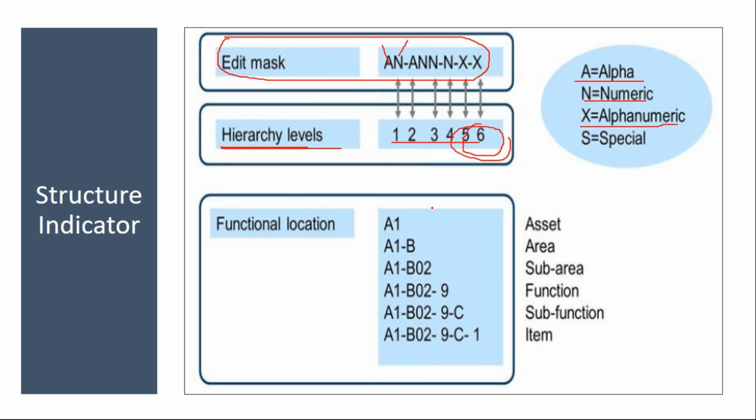So a typical functional location hierarchy looks like this. You see, first level asset, second level area, third level sub area, fourth level function, fifth level sub function, and sixth hierarchy level item. Now we will create this in the system.